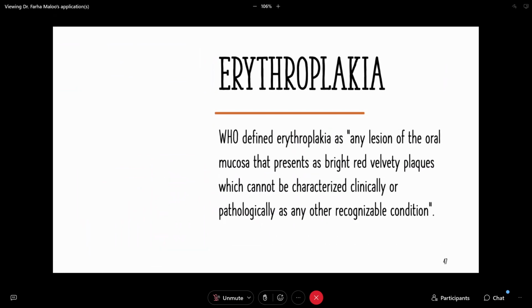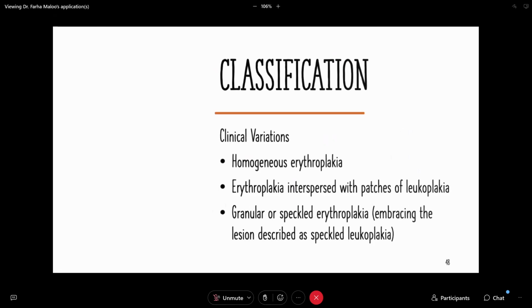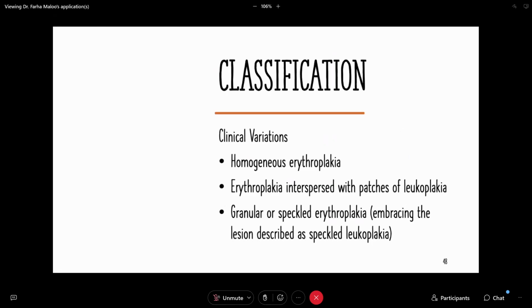Erythroplakia. WHO defines erythroplakia as a lesion of the oral mucosa that presents as bright red velvety plaques, which cannot be characterized clinically or pathologically as any other recognizable condition. Let's look at the classification of erythroplakia. It presents in three variants. One is homogeneous erythroplakia. Second will be erythroplakia which is interspersed with patches of leukoplakia or whitish plaques. And the third will be the granular or the speckled erythroplakia, embracing the lesion described as speckled leukoplakia.